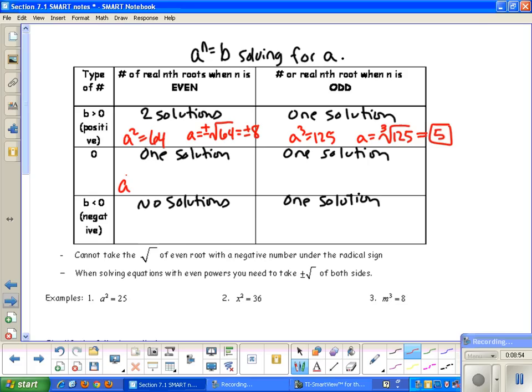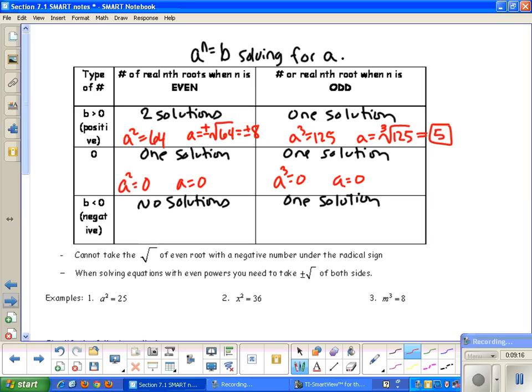If I have a squared equal to 0, well, the square root of 0 is just 0, so you have one solution. Same thing if it's odd. If I have a to the third power equals 0 here, again, the cube root of 0 is also going to be equal to 0. So one solution, plus or minus wouldn't change that.